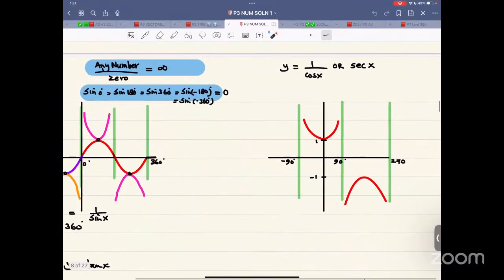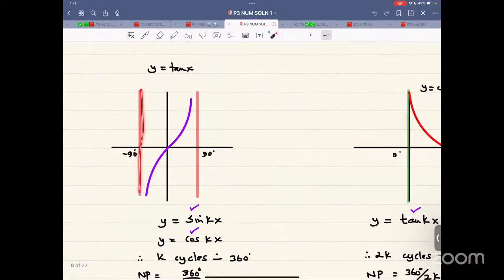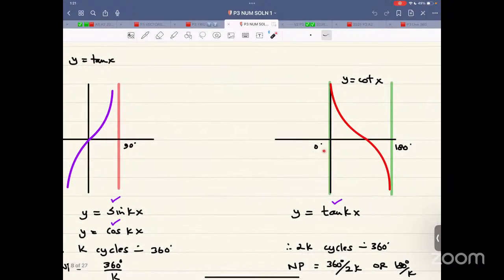Over here, that is sec. This one between negative 90 and 90. Between 90 and 270, it goes down. Tangent x between two asymptotes, negative 90, positive 90. Cot x between two asymptotes, 0 and 180.